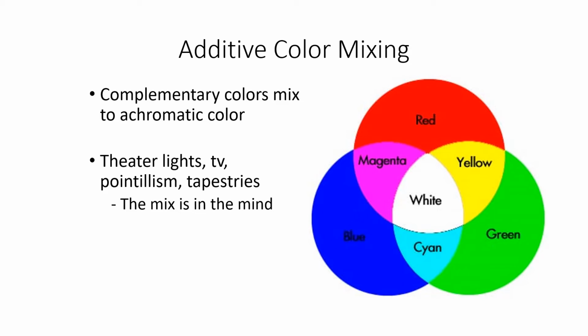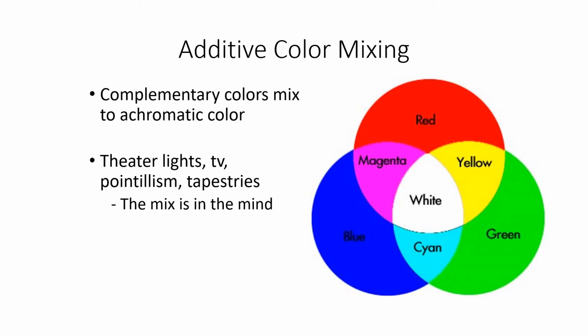And so if I take a yellow light with everything it's reflecting and I overlay it with a blue light and everything it's reflecting, I'm going to see a white light as we get to the achromatic color. Again, this is theater lights, and that's actually occurring out in the world.